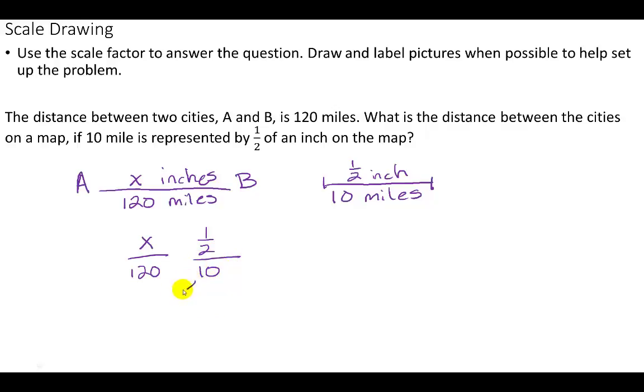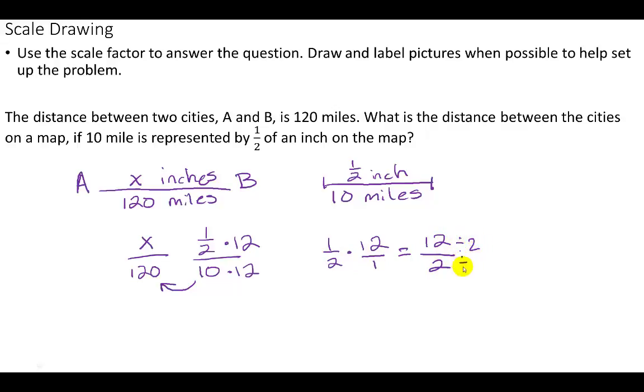So I need to make 10 into 120. I can multiply by 12. If I multiply the denominator by 12, I need to multiply the numerator by 12. So 1/2 times 12, we can multiply them by adding a 1 underneath the 12. We now have two fractions, and I could just multiply across. 1 times 12 makes 12, 2 times 1 makes 2, and then we can simplify.